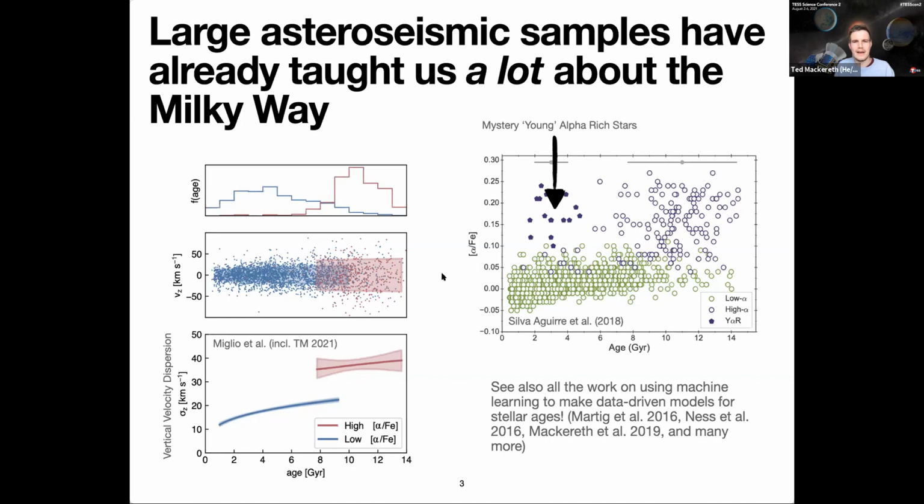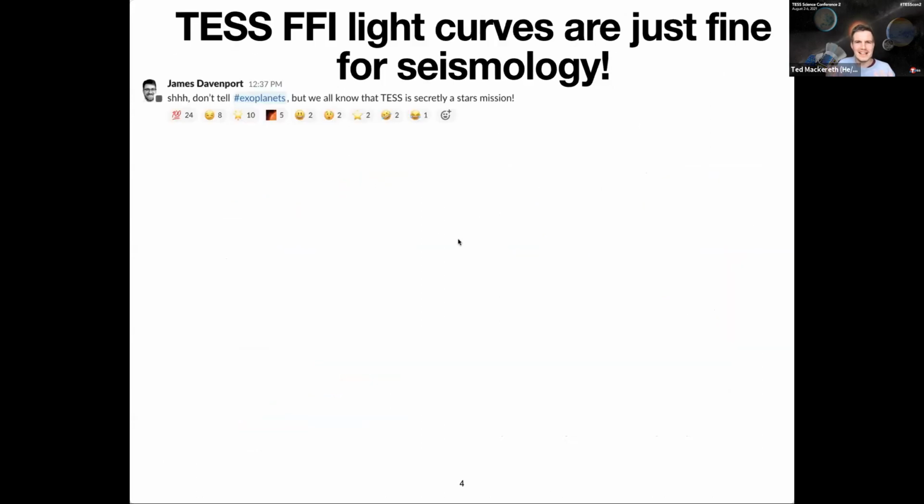So I set about this project as a kind of coordinator, if you like, and I was really sort of tasked with going and looking at the TESS FFIs and seeing what we could do with seismology there and what constraints we could get on galactic archaeology based on a first look. And so the TESS FFI light curves, it seems, are just fine for seismology. Marc showed that there's plenty of information in those light curves. And so maybe TESS is secretly a stars mission, it turns out. So maybe we shouldn't let the exoplanetiers know too much about that.